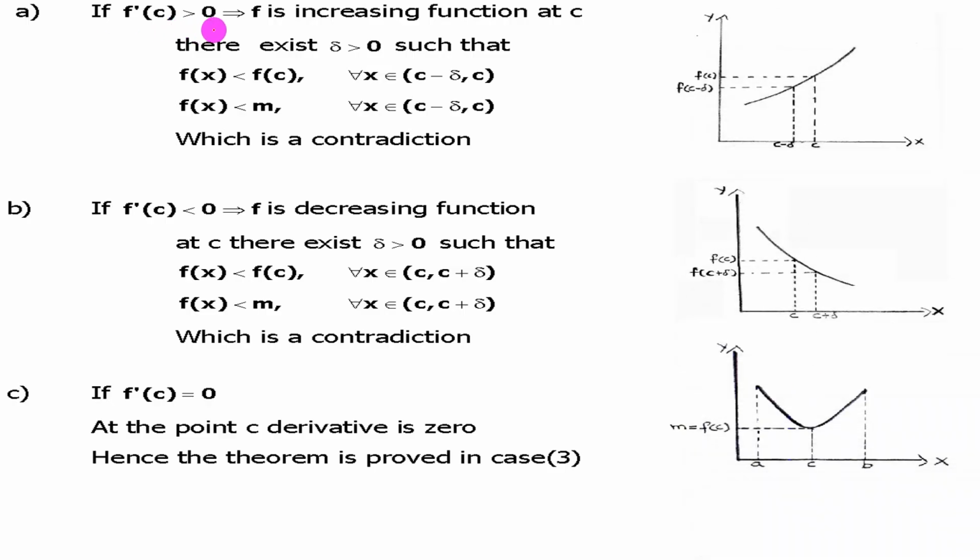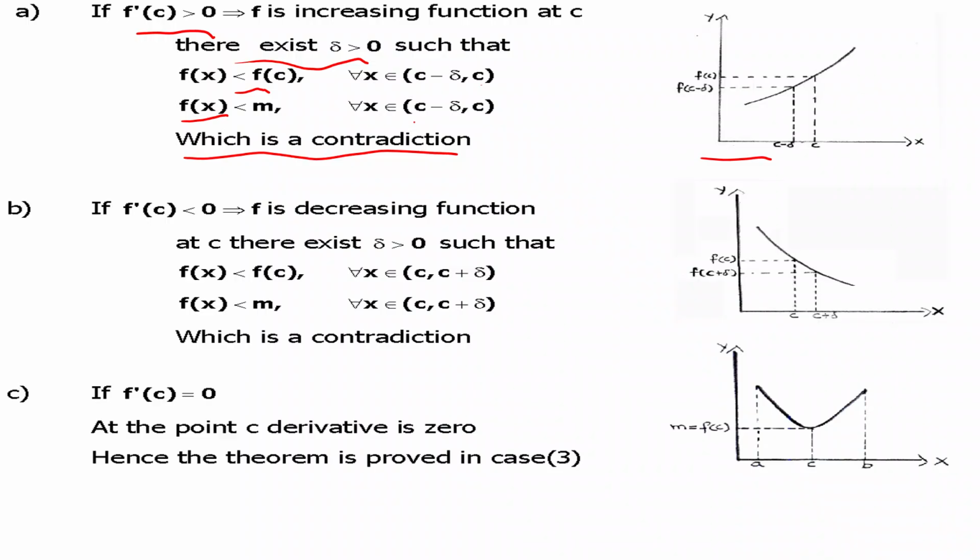If f dash of c is an increasing function at c, there exists delta greater than 0 such that f of x less than f of c for all x belongs to c minus delta comma c. F of x less than small m for all x belongs to c minus delta comma c, which is a contradiction because you can observe the graph. Small m is nothing but infimum. The function value less than infimum is not possible.